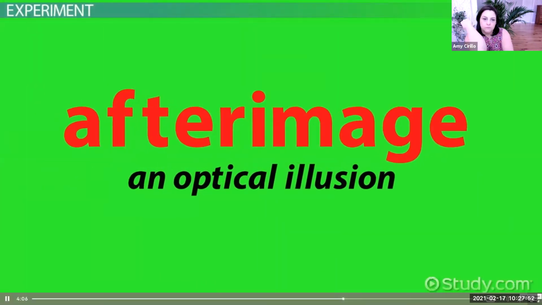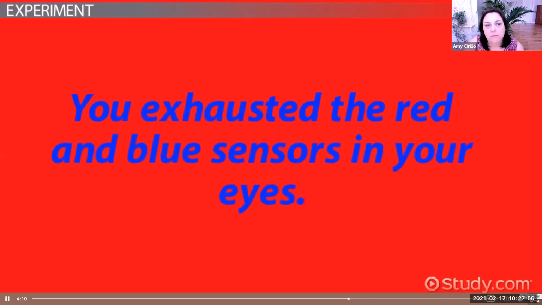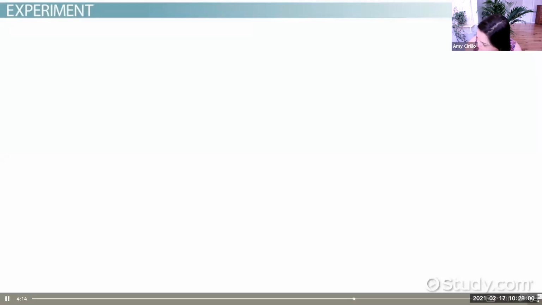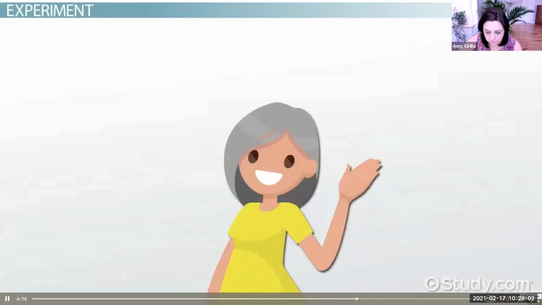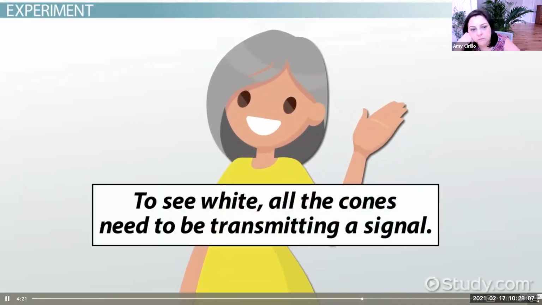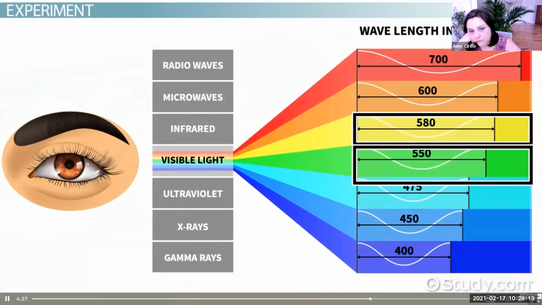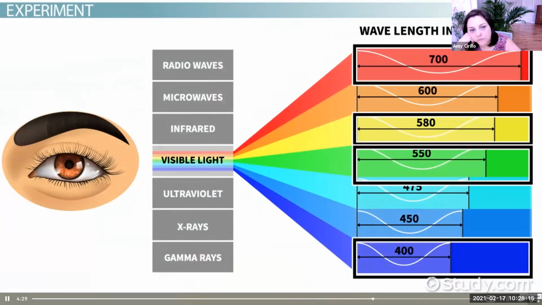So what just happened? By staring at the flat colors of red and blue, you exhausted the red and blue sensors in your eyes. Then, when you looked away, those cones took a break, meaning that for a split second, only their opposing pairs were working. To see white, all the cones need to be transmitting a signal. So in that instant, the brain was only receiving the signals for green and yellow, the opposing pairs of red and blue. And that's what you saw.